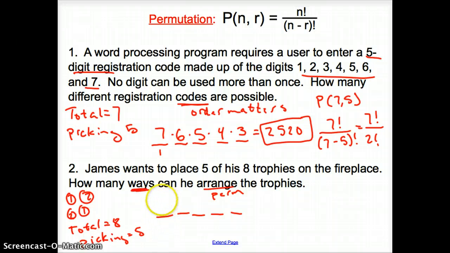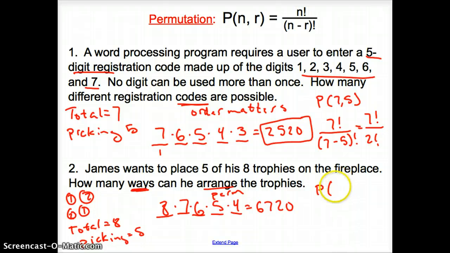So I have 1, 2, 3, 4, 5 places to put my 8 trophies. How many trophies can I put in that first spot? I can choose from 8. Well, I put 1 here. How many are left there? 7. I put 2 here. How many are left for the next spot? 6, 5, and 4. When we're talking about permutations, we multiply them together to get 6,720.